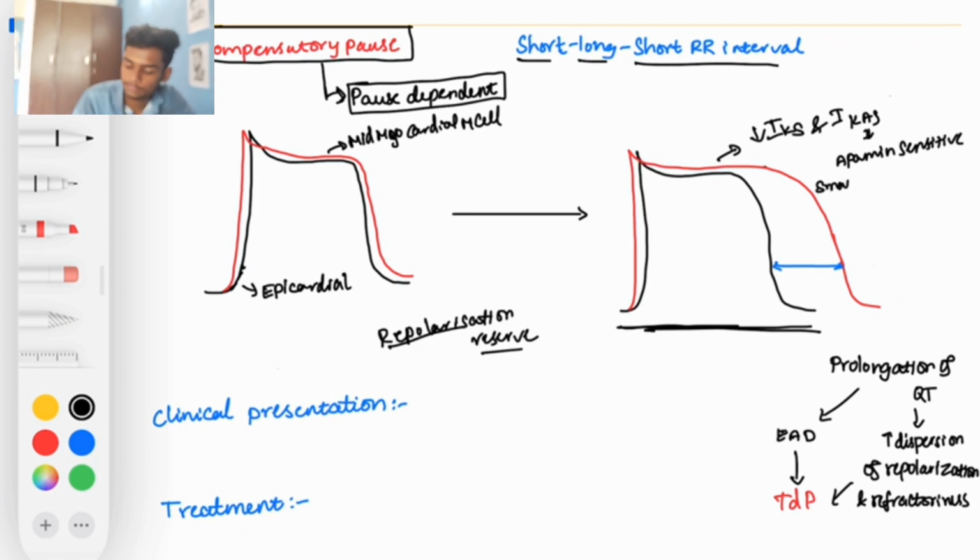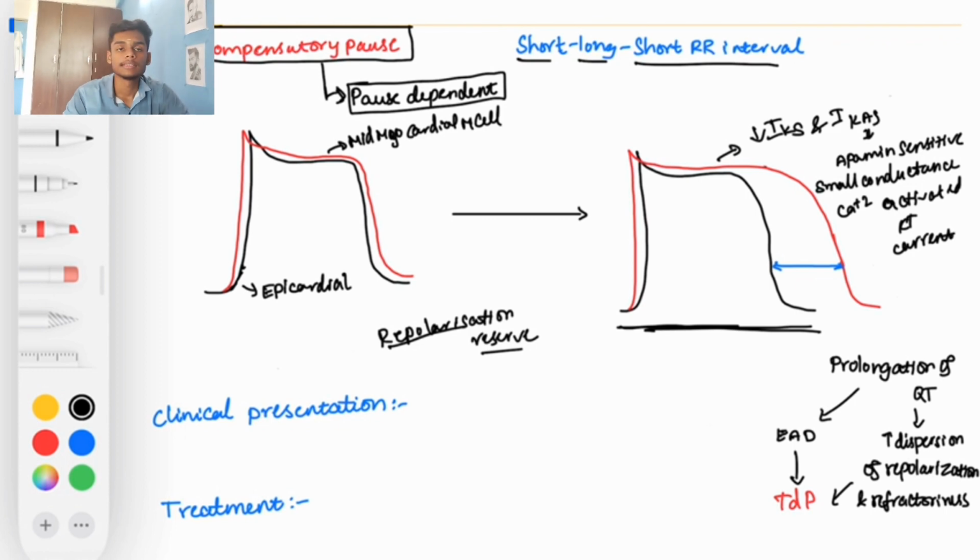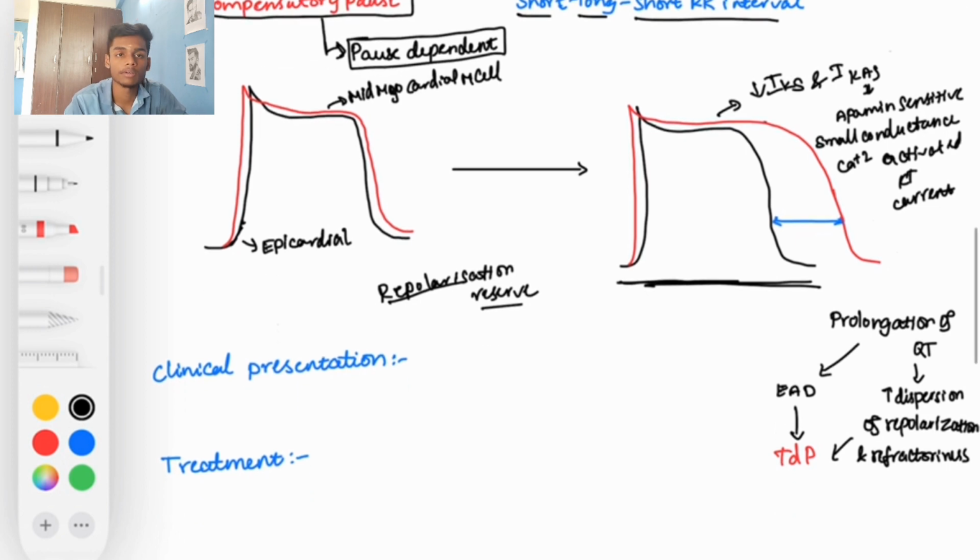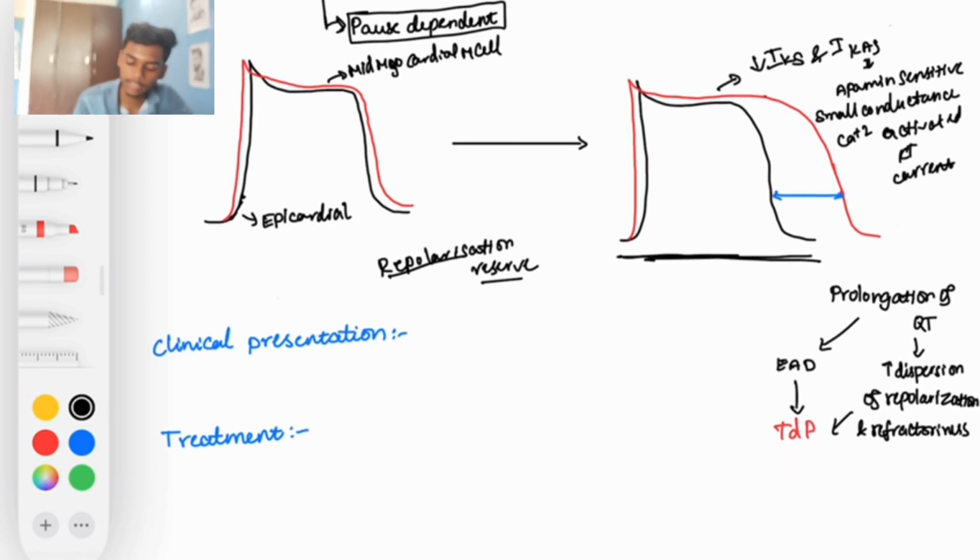small conductance, calcium activated, potassium current. See, because the myocardial M cells already have less potassium current, if one of the potassium currents is blocked, there will be no compensatory mechanism to prevent the prolongation of action potential duration. So the action potential duration is prolonged in myocardial M cells but not in epicardial cells.